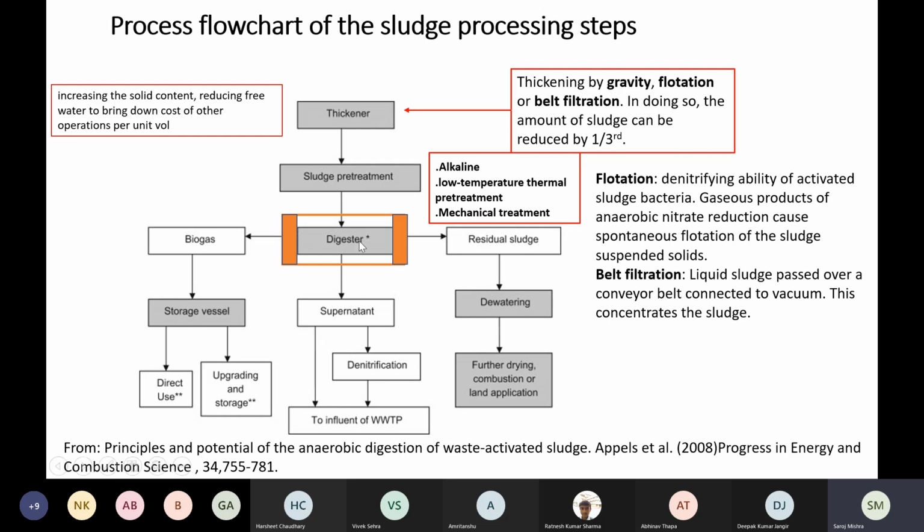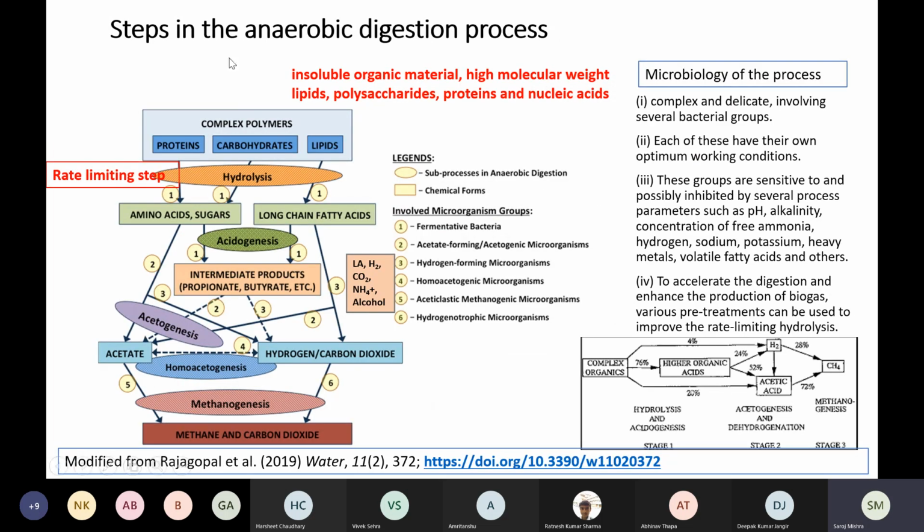Now let me show you the events which are occurring within this anaerobic digester. This is something which I had shown you earlier also in one of the papers which we were discussing. I hope this overall scheme is clear to everybody.